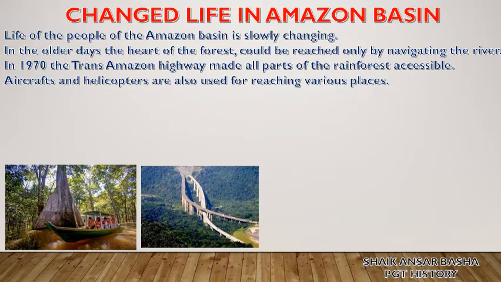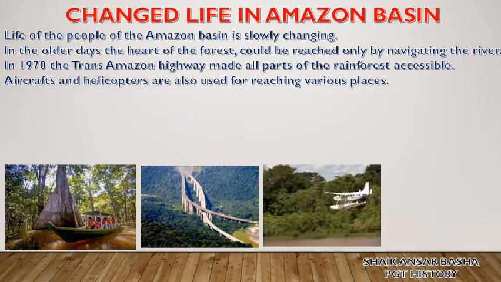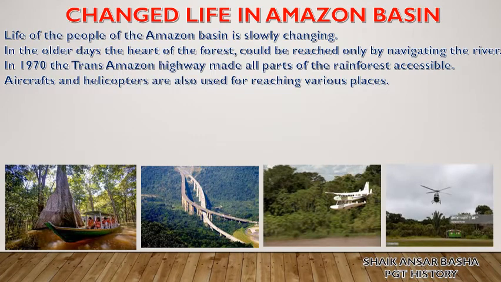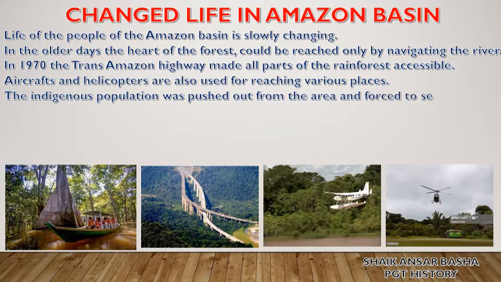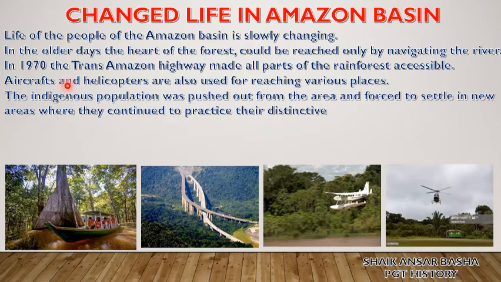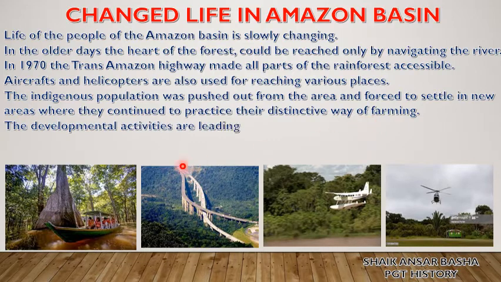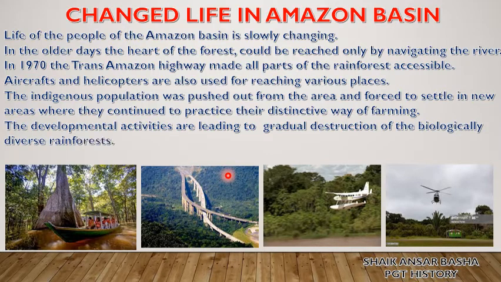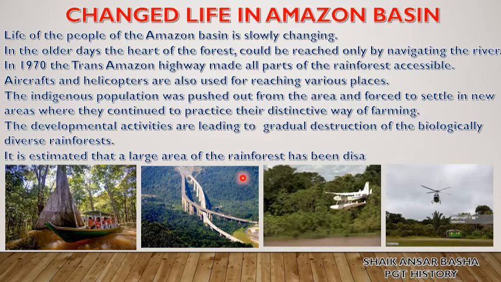This is the Amazon highway that has developed recently, due to which accessibility for people is very easy. Aeroplanes and helicopters are also made available in this area. The indigenous population was pushed out from the area and forced to settle in new areas where they continue to practice their distinctive way of farming, that is slash and burn agriculture. The developmental activities are leading to gradual destruction of the biologically diverse rainforest. It is estimated that a large area of the rainforest is disappearing annually.